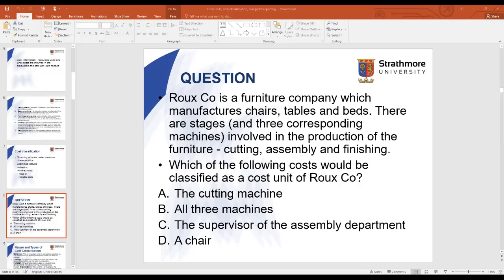The answer is D. Okay. And that's how you tell the customer. The customer doesn't care about the cutting, the assembly, the finishing.